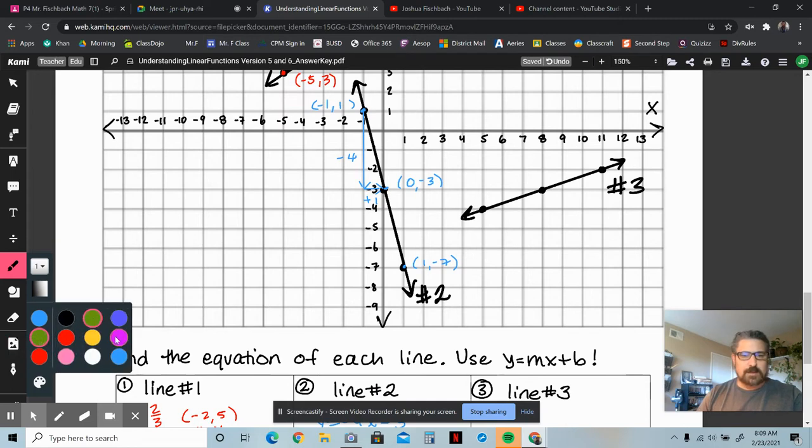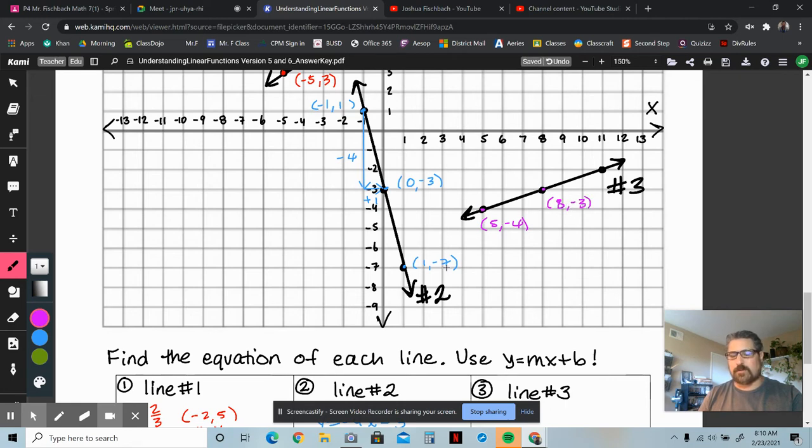Line number 3, we don't see where it crosses the y-axis, so we have to just go through the ordered pair process here. So what is the ordered pair for this one? It's going to be 5, negative 4: 5 for x, negative 4 for y. What is the ordered pair here? It's going to be 8 for x and negative 3 for y: 8, negative 3. And you could do another point, but you don't really need to.